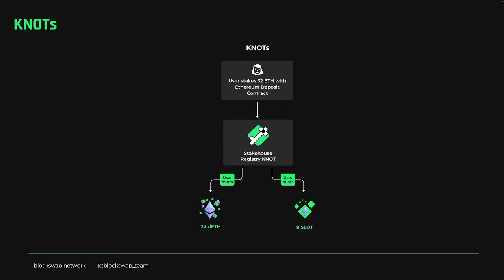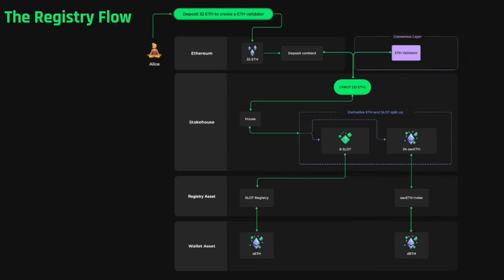NOTs are validators represented in the Stakehouse ecosystem, and NOTs effectively connect the consensus layer and execution layer. This graphic gives a flow of a single NOT. A participant stakes 32 ETH with the Ethereum deposit contract and registers their validator with Stakehouse. This registration process is completely non-custodial, and Stakehouse does not touch a staker's validator keys. Once your validator is confirmed on the consensus layer, the NOT enables the staker to mint their atomically dependent derivative tokens, DETH and slot.